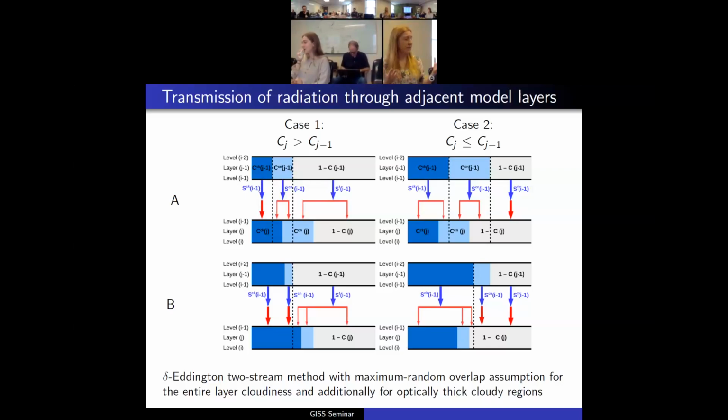So this delta Eddington two-stream method, this is an approach which works well for horizontally homogeneous cloudy layers. But as soon as you have partial cloudiness in the radiation scheme, you have to introduce an assumption how this partial cloudiness overlaps in the vertical direction, and this is this classic maximum random overlap assumption. But now that I have added an extra cloudy region into the radiation scheme, I also have to extend the overlap assumption, and this is what I did here. And this solver is also now implemented in LibRadtran and is freely available for everybody to use.